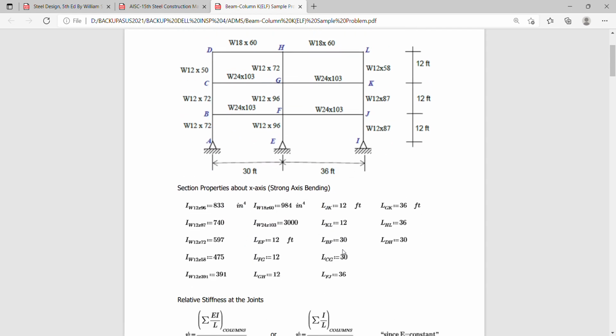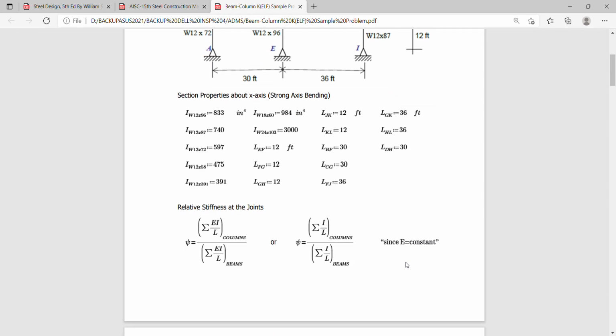The dimensional and section properties are already given here, as far as the moment of inertia on the strong axis is concerned, and the lengths of the members are also defined as shown in the figure.